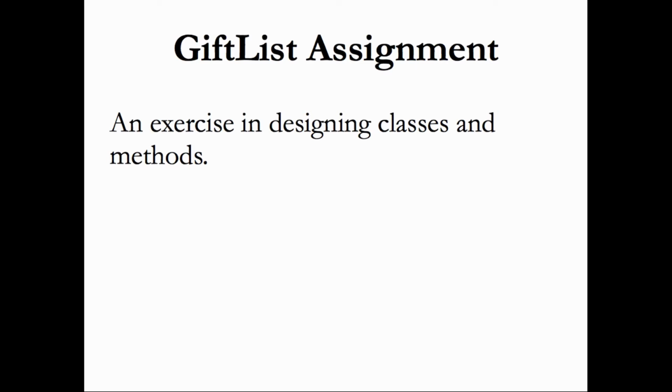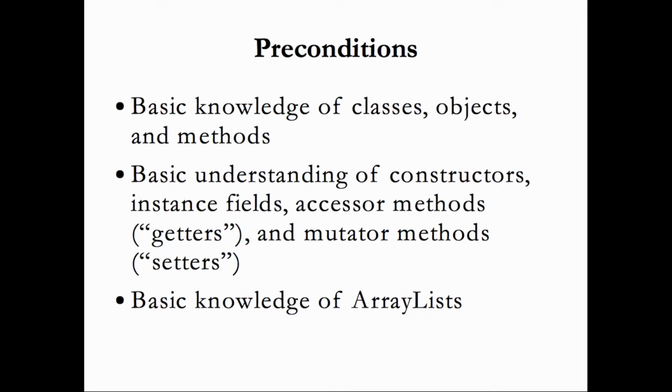We're going to take a few moments to look at the gift list assignment. This is an exercise in designing classes and methods, and this kind of assumes that you already know a little bit about classes, objects, and methods, and that you have a basic understanding of how to create a constructor, what an instance field is, and how to write accessor methods and mutator methods. If you're not completely comfortable with those yet, this activity will be really useful for helping to solidify that understanding. And it also assumes that you know a little bit about array lists. If you're just learning about array lists, then this is a great activity.